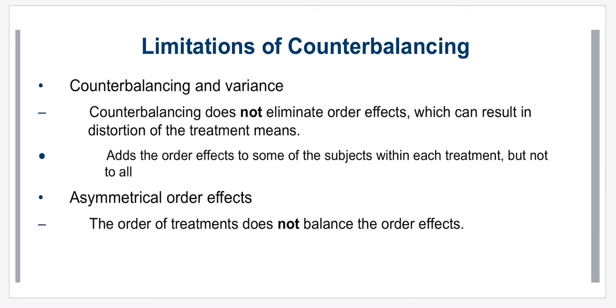As we saw on the table, it increased the value of those means. So it made it look like the dependent variable scores were higher overall than they actually would have been if it wasn't for that order effect. And so you have to be cautious of that when using counterbalancing.